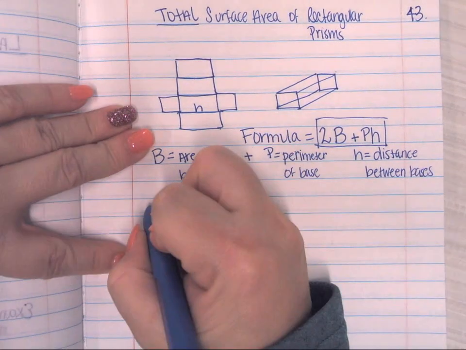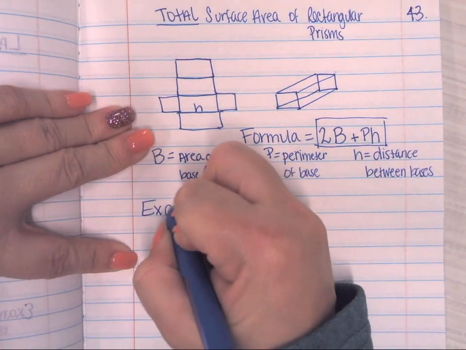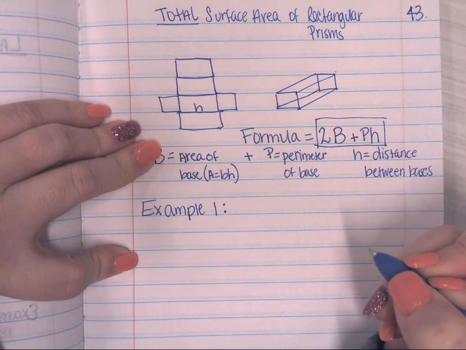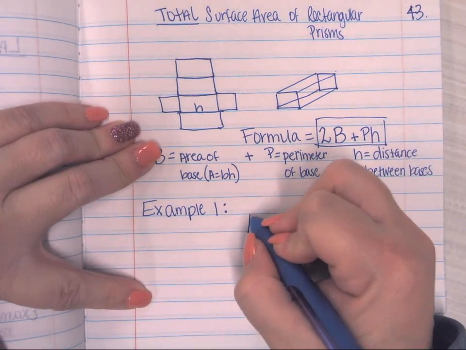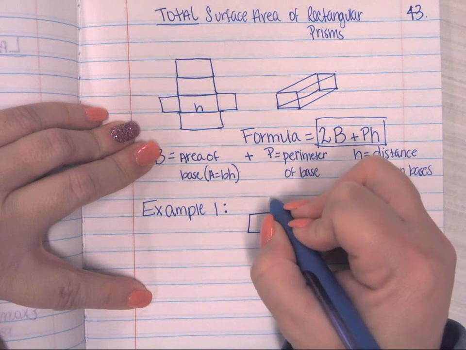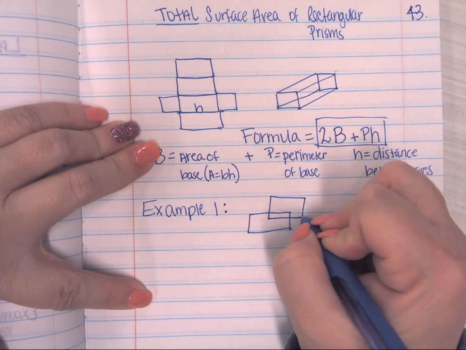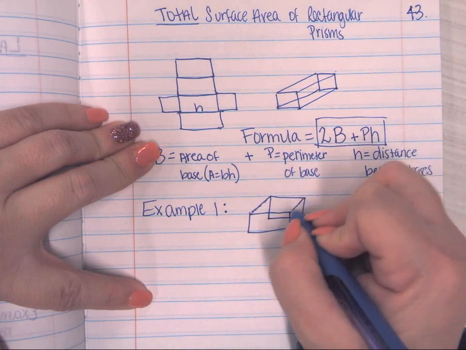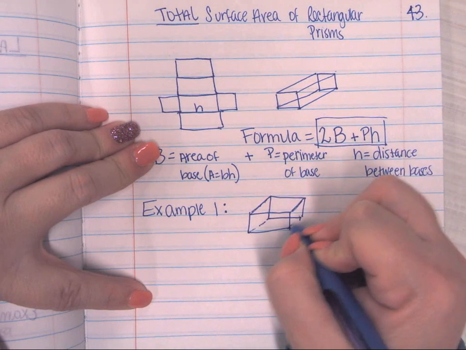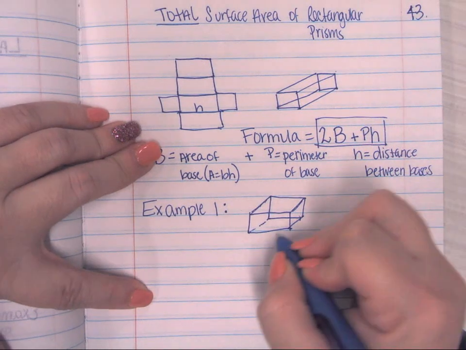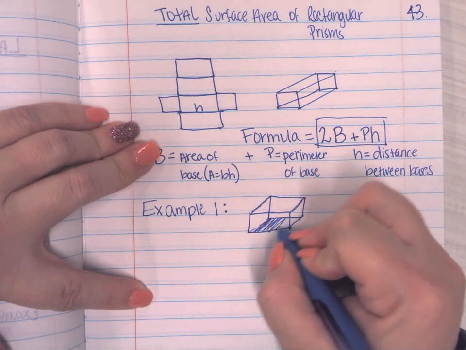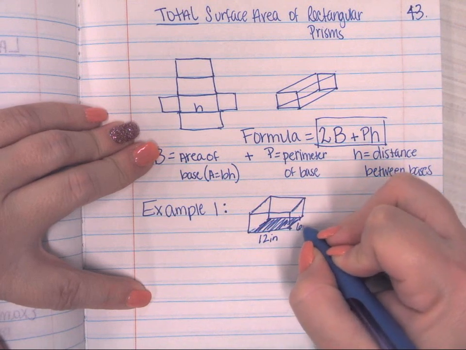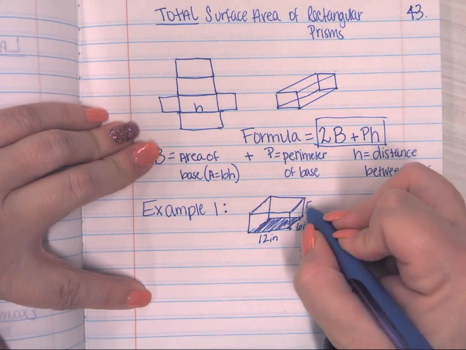All right, so let's do some examples. We're going to start with example 1. I'm going to do 2 for you. This, I'm going to just shade in the base. This is 12 inches, 6 inches, and 5 inches.